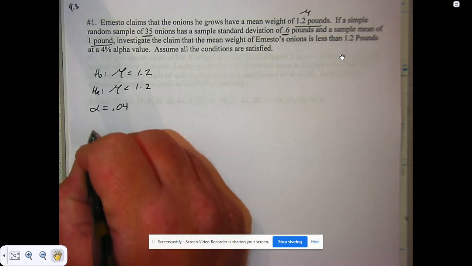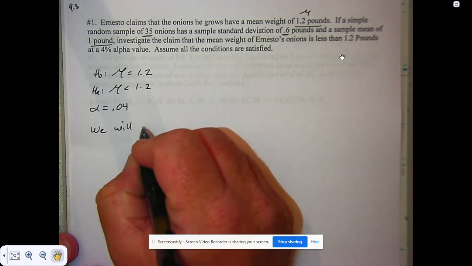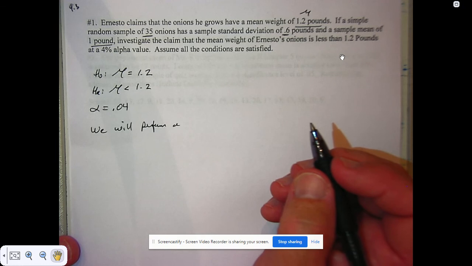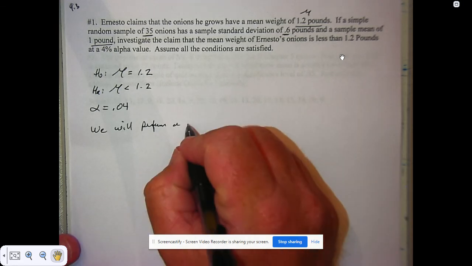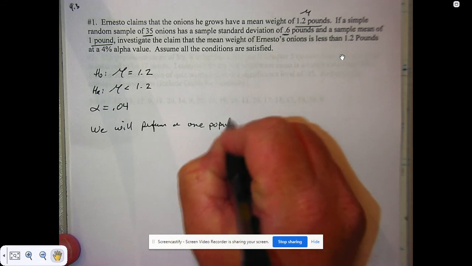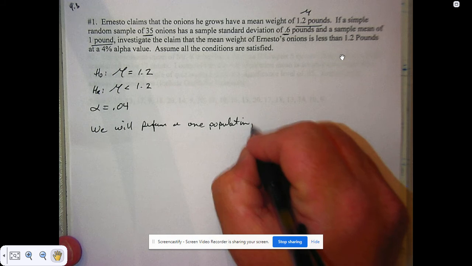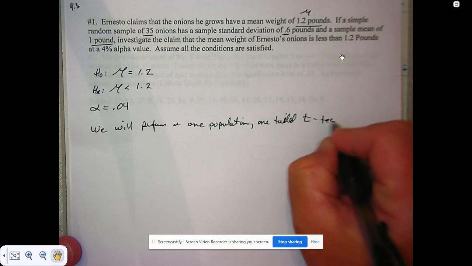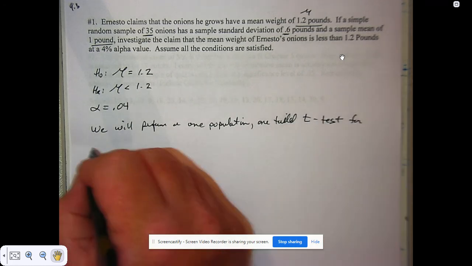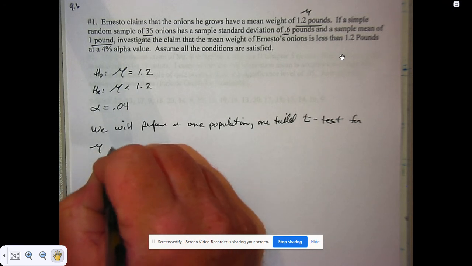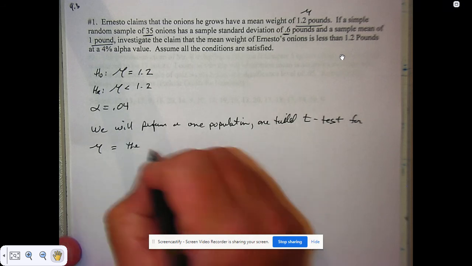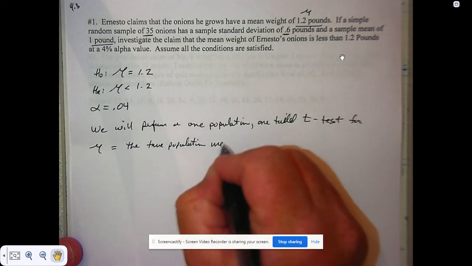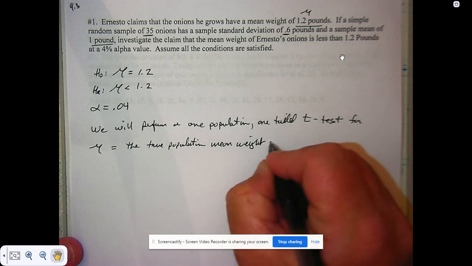Now here's the plan. We will perform a, let's name it, this is a one population one-tailed t-test for mu, which equals the true population mean weight of Ernesto's onions.